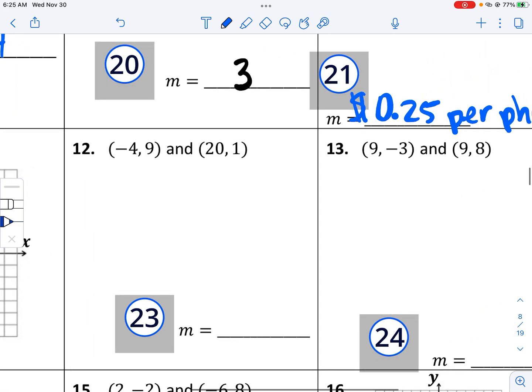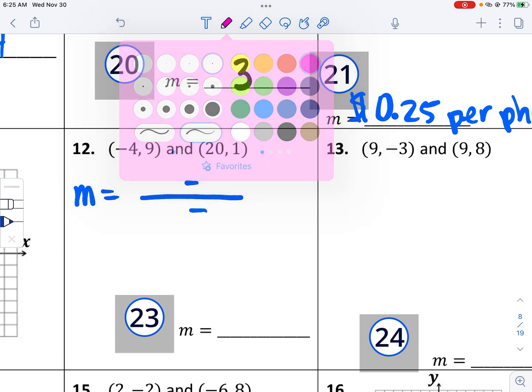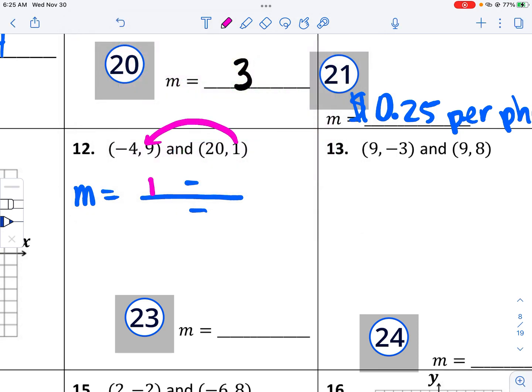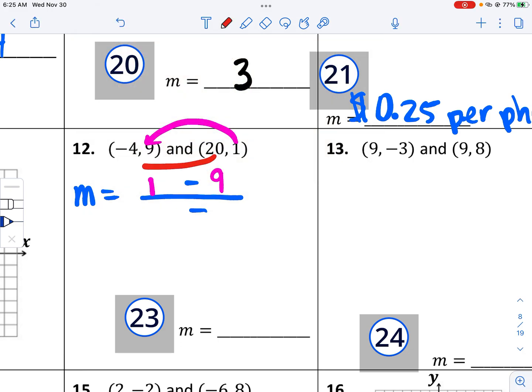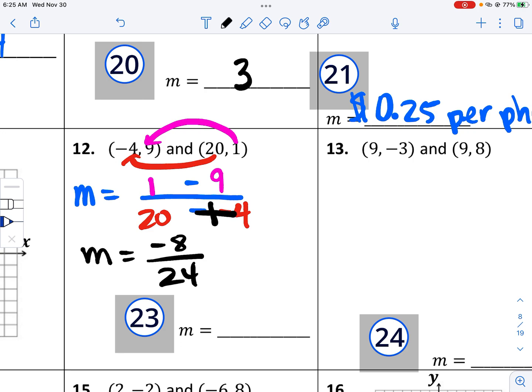This one. I subtract my y values. 1 minus 9. I subtract my x values. 20 minus negative 4. When I do this problem, 1 minus 9 is negative 8. This turns to a plus, that is 24. The answer is going to be negative. 8 goes into both of those numbers, so negative 1/3.